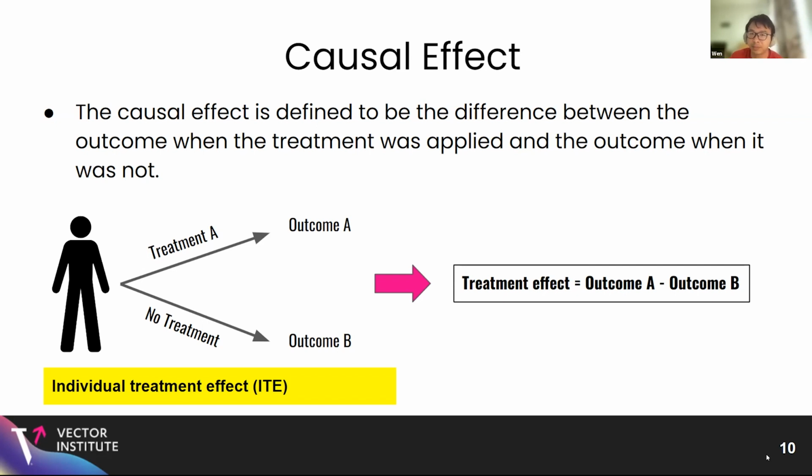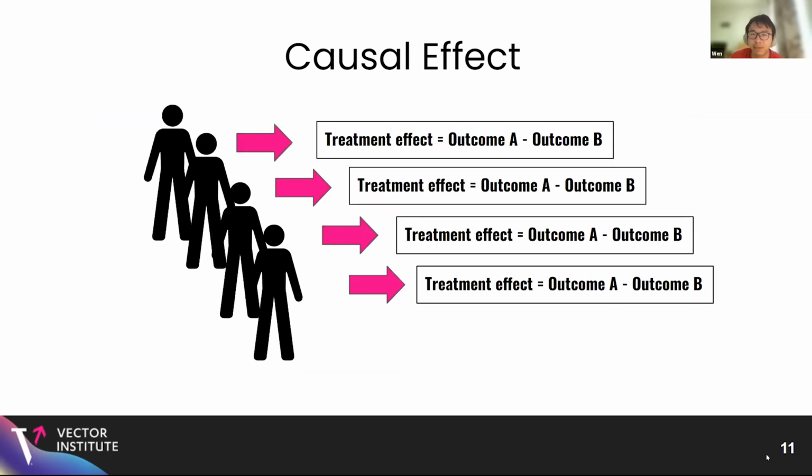In this case, it is also called the individual treatment effect because here we only calculate the difference for just one unit. And we have another level of causal effects: for each of the units, we can have outcome A and outcome B and take the difference. We can aggregate all of these results to calculate the average treatment effect.